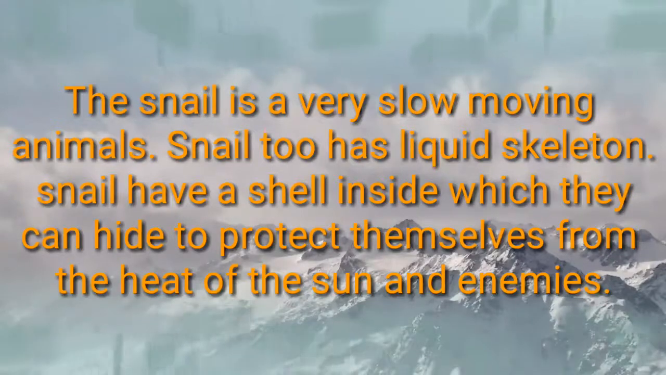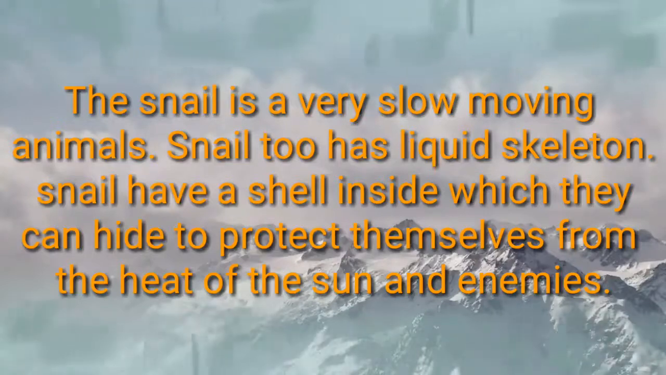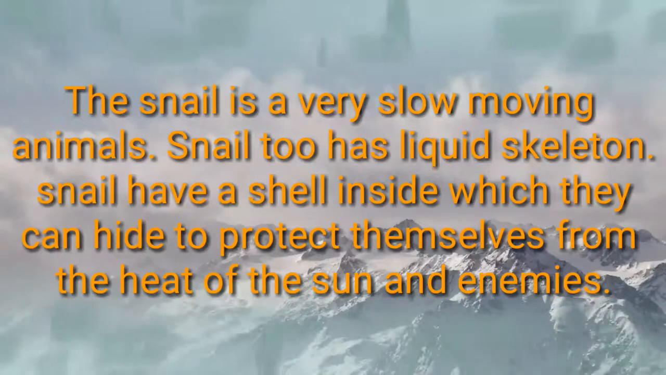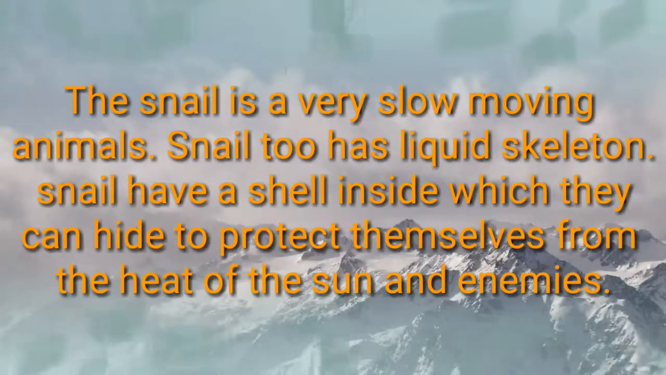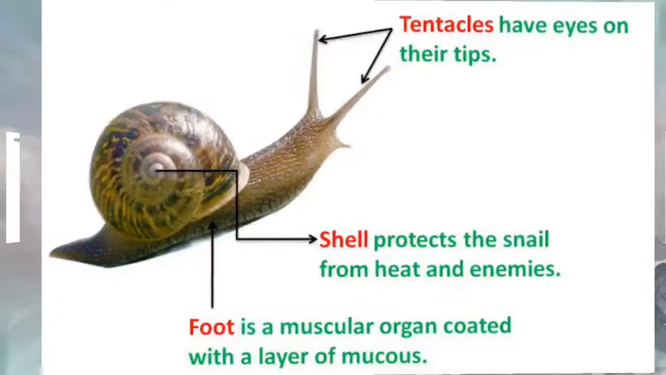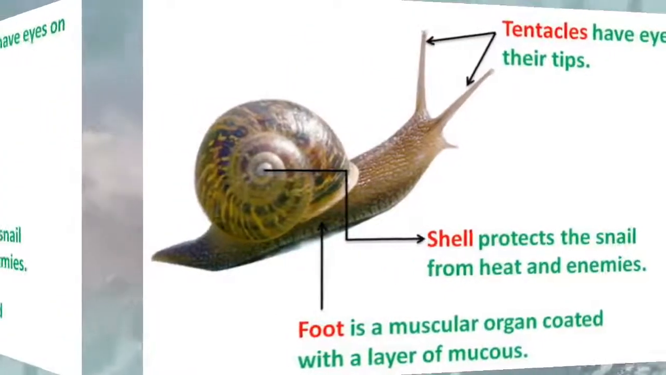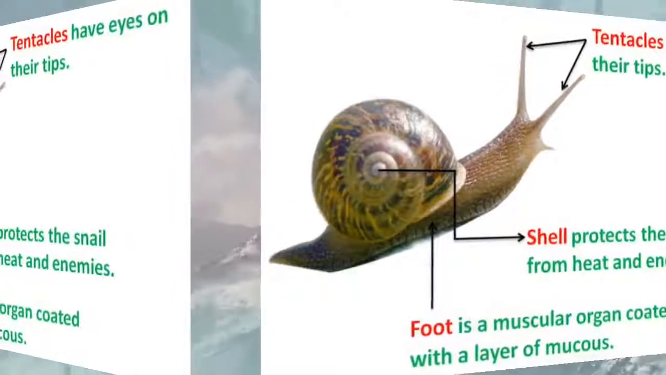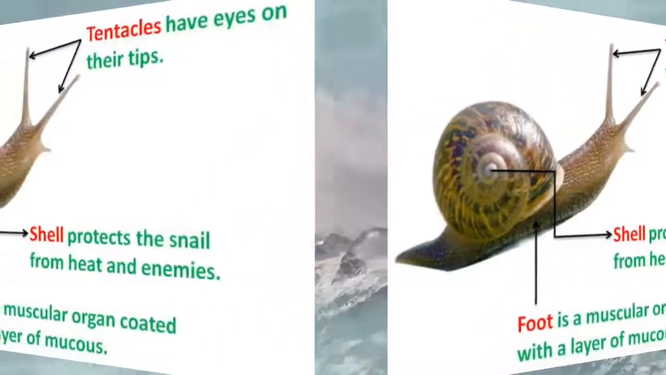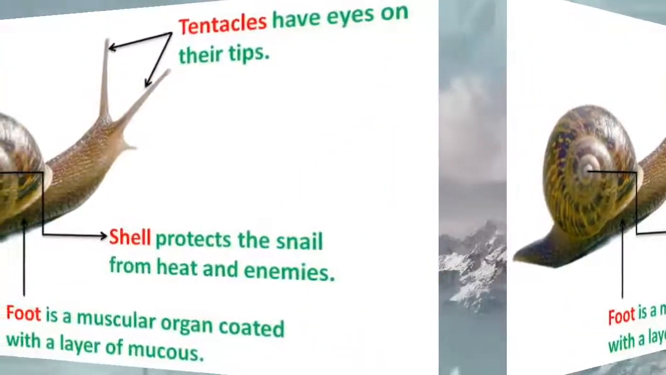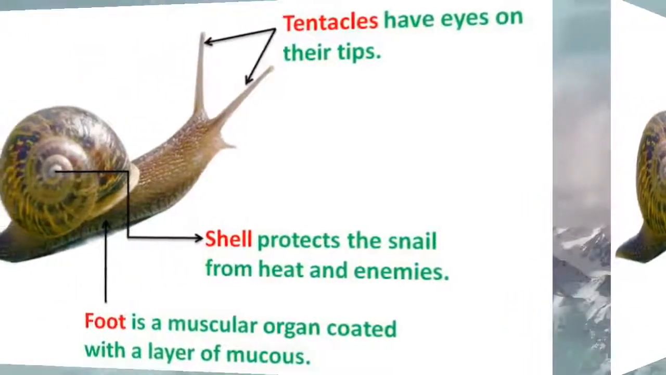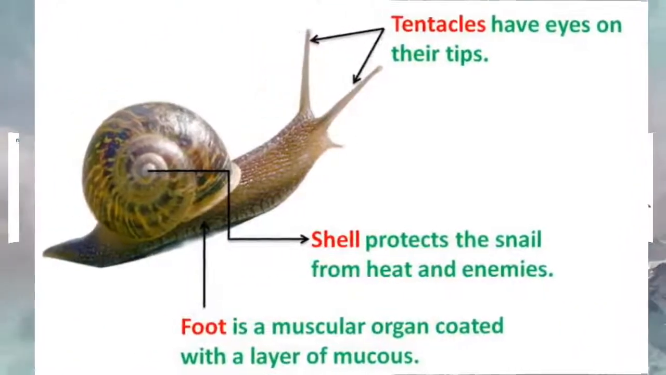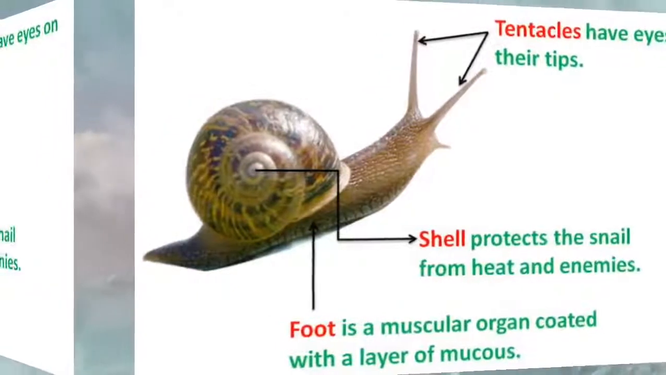The shell protects the body. They can hide and protect themselves from the heat of the sun and other enemies. The shell is the outer skeleton, but it is not made up of bones. They also have a pair of tentacles that bear eyes at the tips.